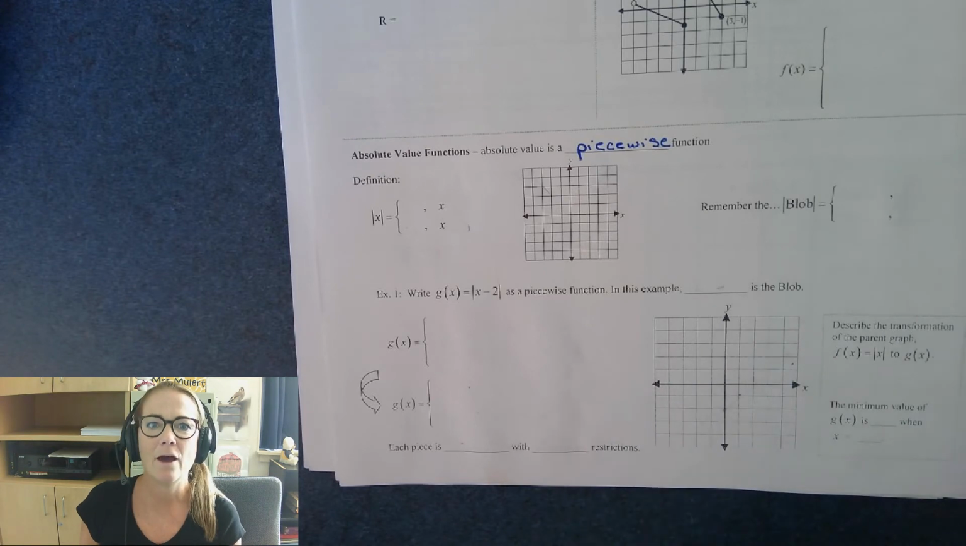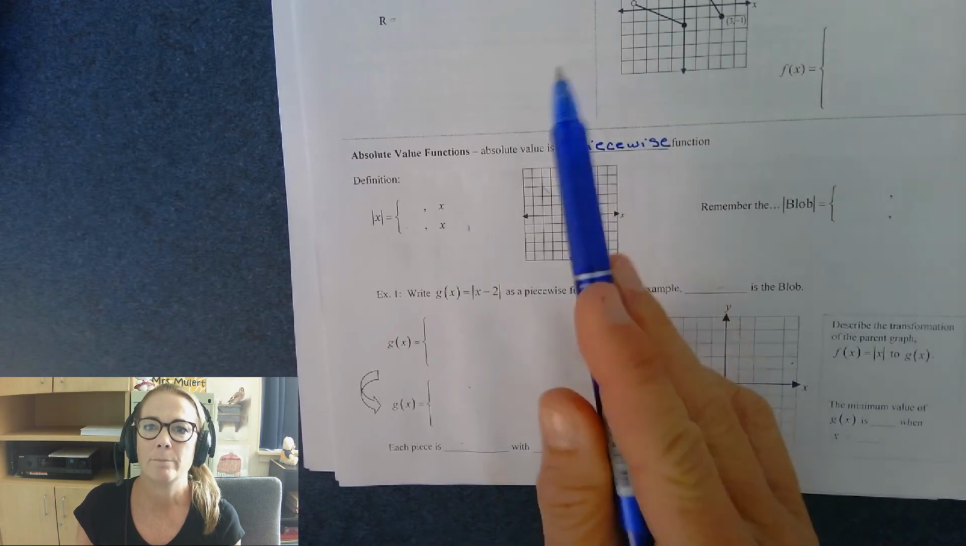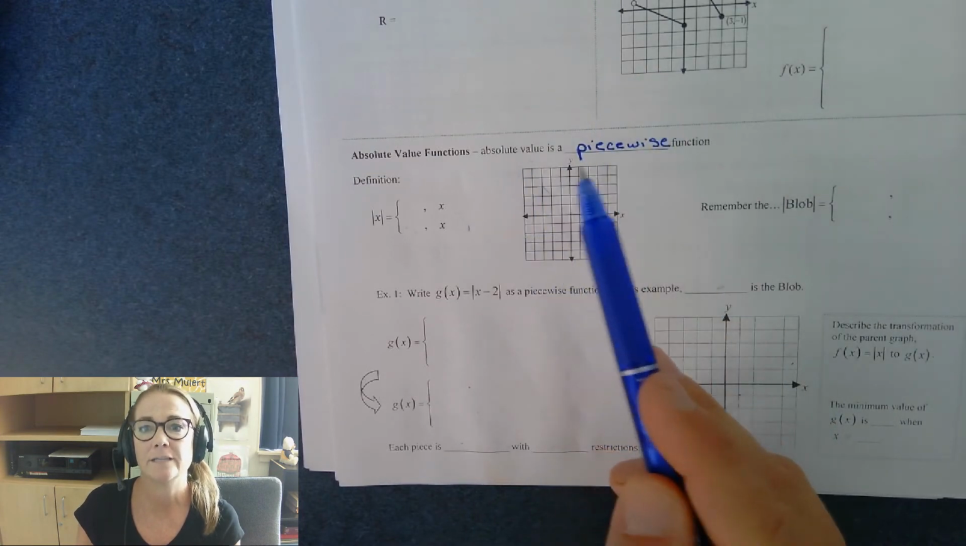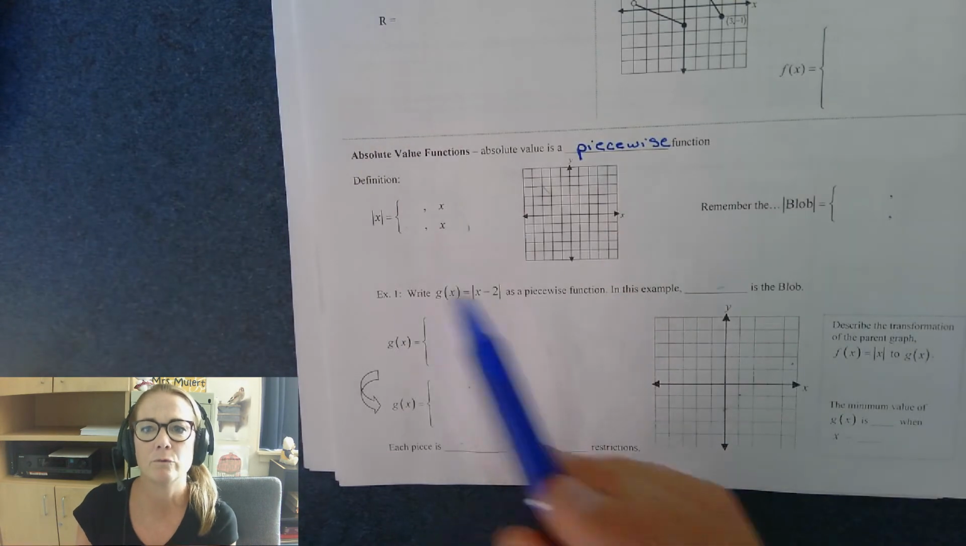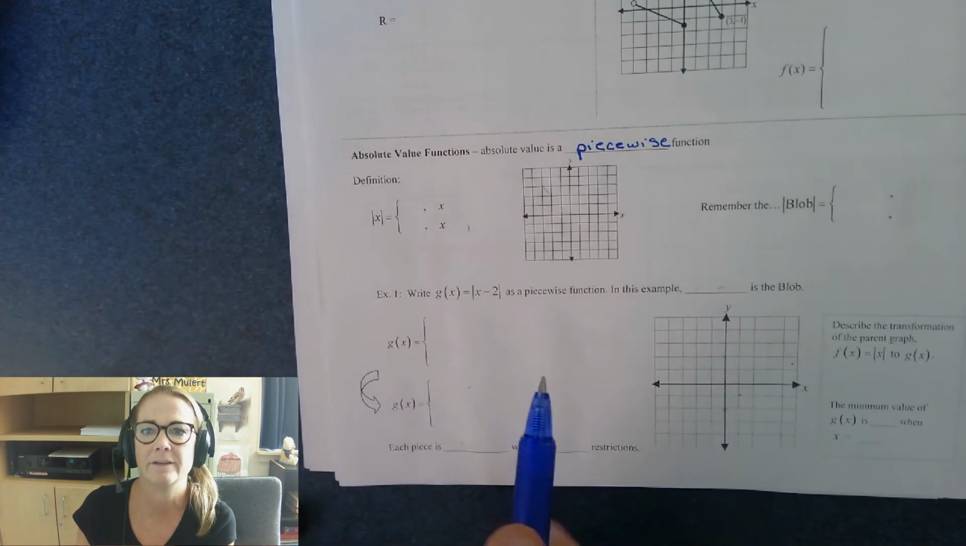All right, so we're going to start talking about absolute value, and it comes right after our piecewise notes because absolute value is actually a piecewise function. You graph it in pieces. There's different rules for each piece of the absolute value.